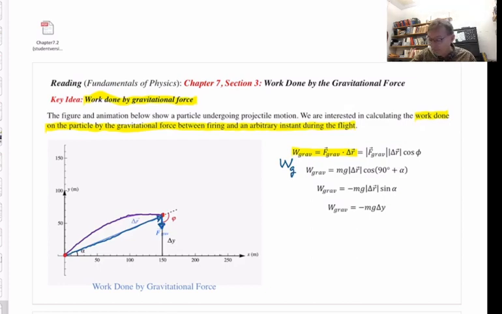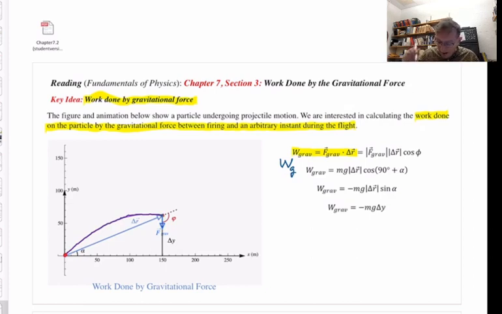From the previous video lecture, for the scalar product of any two vectors, you take the magnitude of the first vector times the magnitude of the second vector times the cosine of phi, where phi represents the angle between those vectors when they're drawn with a common tail. Now, in my drawing, the F grav and the delta r are not drawn with a common tail. But let's make them have a common tail.